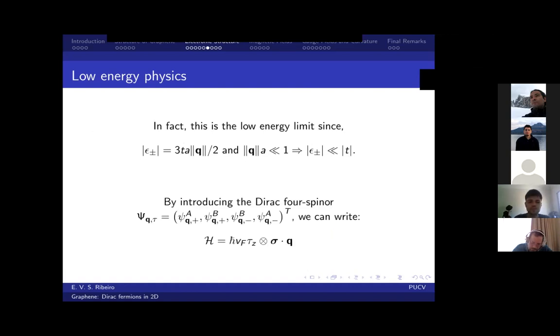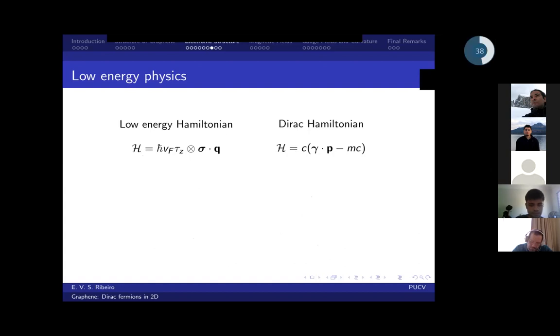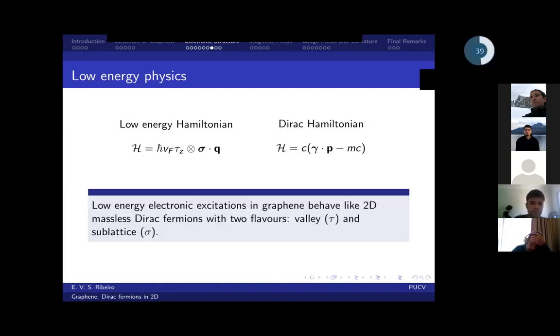So we have another trick here. We can introduce a Dirac four-component spinor for this Hamiltonian. It's important to note that in the last two components, the sublattices B and A change position. And we can write the Hamiltonian in this form. And here we can compare it with the Dirac Hamiltonian, which we all know. So basically, we have that low energy electronic excitations in graphene will behave exactly like 2D massless Dirac fermions with two flavors instead of just one. The first one is the valley pseudo spin, or valley isospin, if you prefer, which is represented by the Pauli matrix tau z. And the sublattice isospin, which is represented by the sigma Pauli matrix.